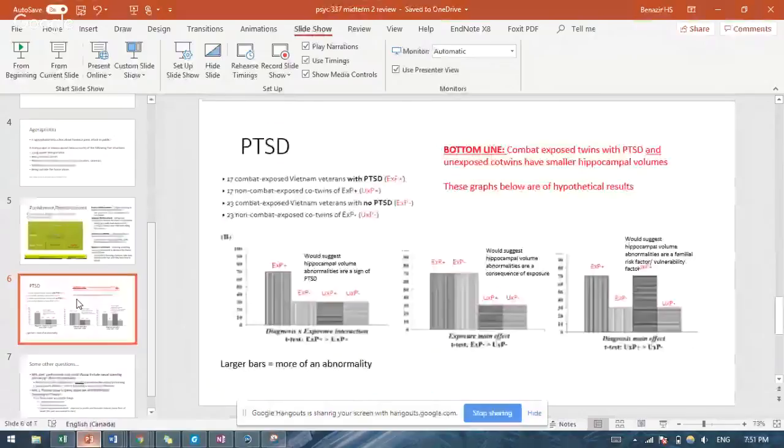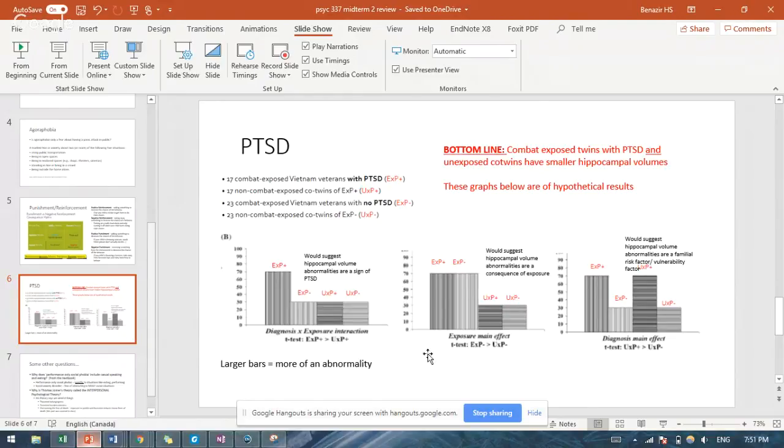So we also do have some questions about this study here. And I just want to start by making it very clear that these are not the results of the study. These are hypothetical results that would represent how the outcomes of this study might look if hippocampal volumes were a sign or a consequence of exposure or a vulnerability or risk factor.